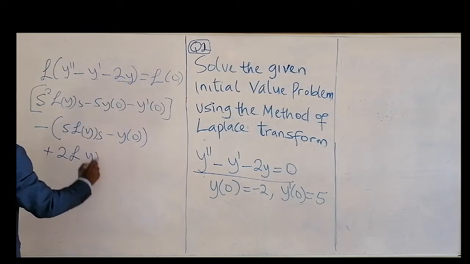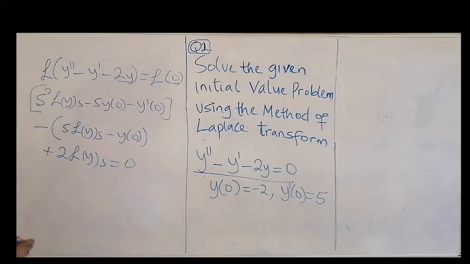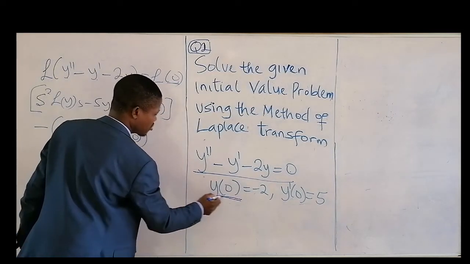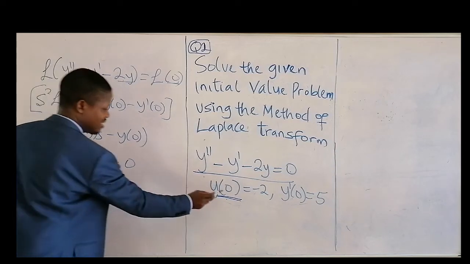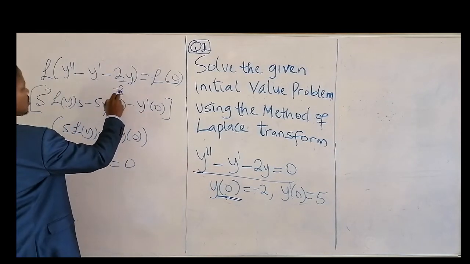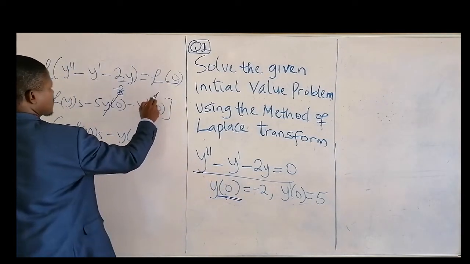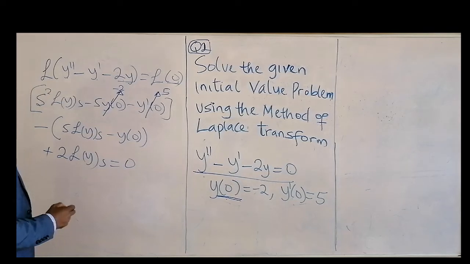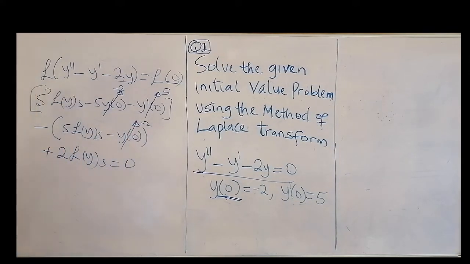Laplace of what? Of 0 equal to what? Laplace of 0 is 0. So that's what we have now. Then the next thing to do is to begin to substitute the criteria given. This one is minus 2, and this one is 5. This is minus 2. Just note that.